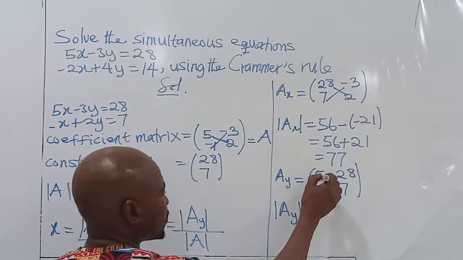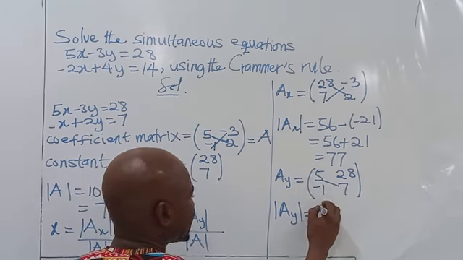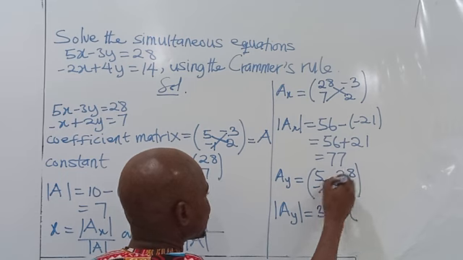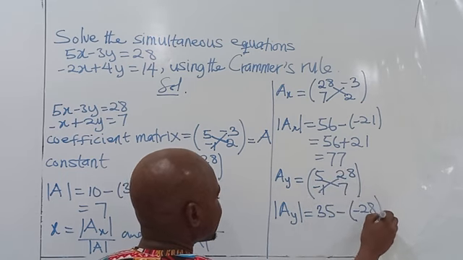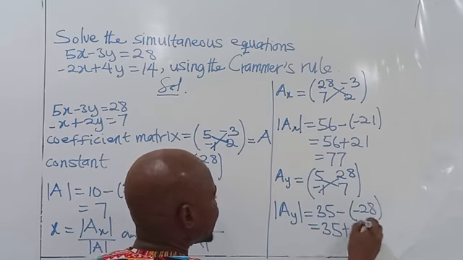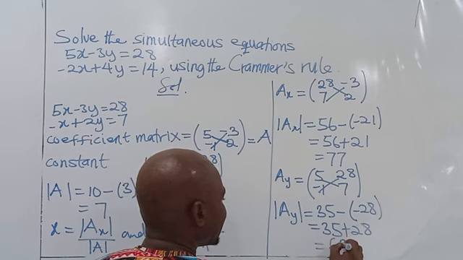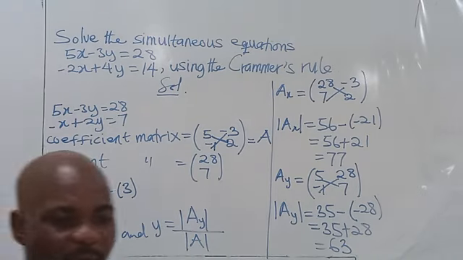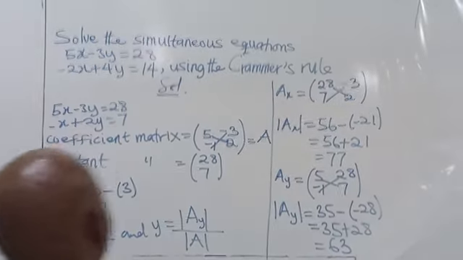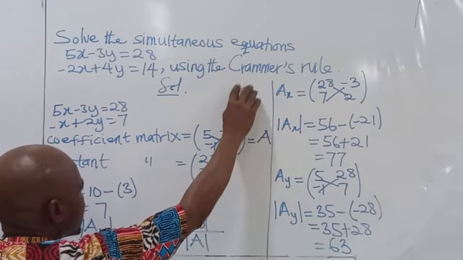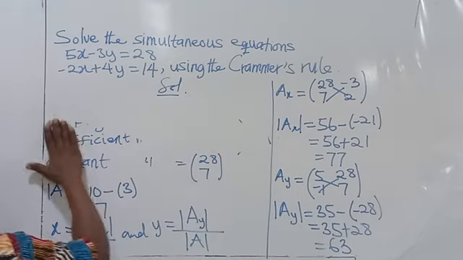This times that, 35. Minus, in bracket, this times this is minus 28. So now this gives us 35 plus 28, 63. So we can now find the values of x and y. Very simple. Alright, so let me keep this portion of the board.